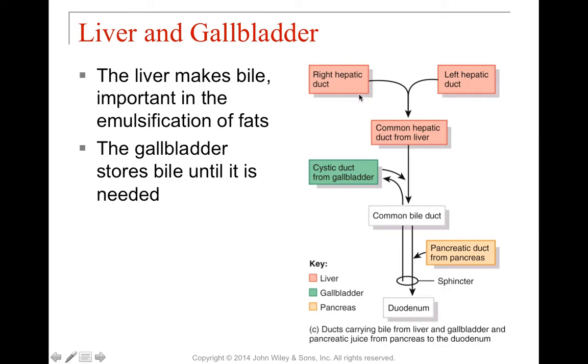And this is kind of an overview of that. So here's the right hepatic duct, the left hepatic duct, and they come together to make the common hepatic duct, which comes from the liver. That's going to go back and forth to the gallbladder via the cystic duct, and then the common bile duct is going to meet up with the pancreatic duct to secrete into the duodenum, and then here's a sphincter, which is going to help maintain that inside until we need it. So the release is only going to occur when we have chyme entering into the duodenum.